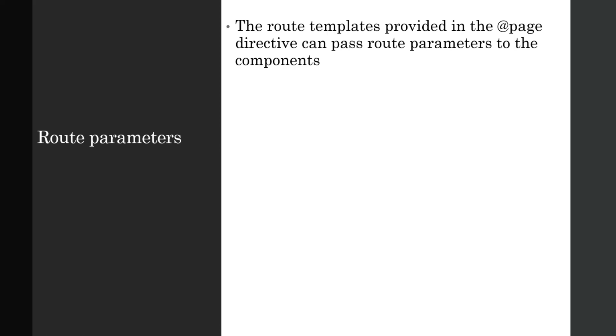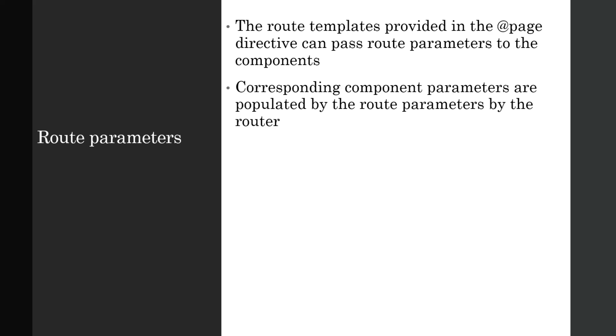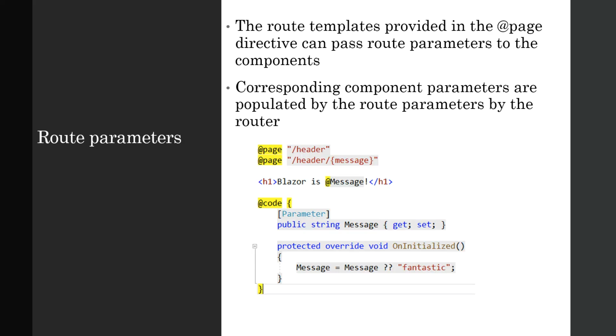Right. Next, something about route parameters. The route templates provided in the @page directive can pass route parameters to the components, which is marvelous. So you're providing a route template through the @page directive, and then those route parameters can be passed to the components. We'll soon see in the code. The corresponding component parameters are populated by the route parameters by the router. This is the code that we are going to see soon.